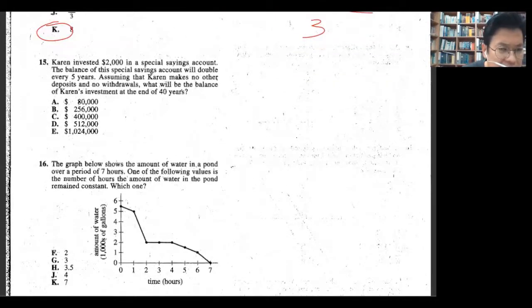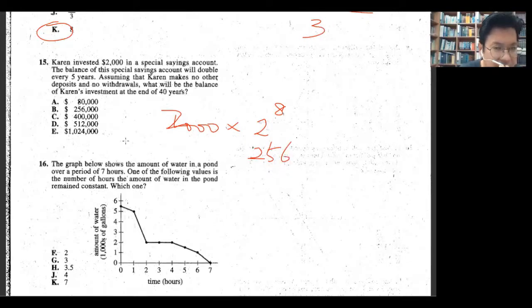And then, invest $2,000 in a special savings account. The balance of the special account doubles every 5 years, assuming no other deposits. What is the balance after 40 years? So 2,000 times, doubling every 5 years, but in 40 years it doubled 8 times. It's like this, so this one is 256. Probably this is the one.